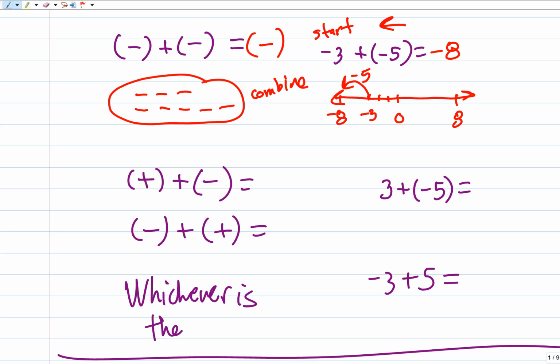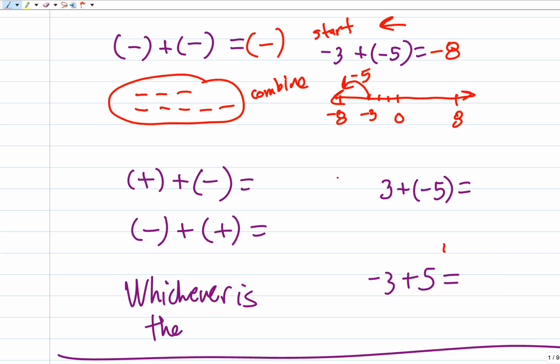And you're like, yeah, but sometimes it's positives. Quit trying to memorize tricks. Think about it this way. If I owe you 3 and I owe you 5, do I all of a sudden have $8? Doesn't work that way, right? When I owe you and I owe you more, those debts, those negatives combine to give us a larger negative.